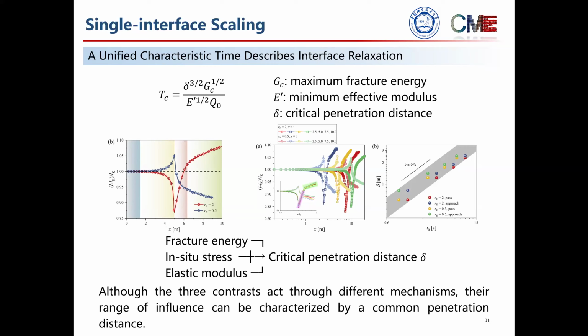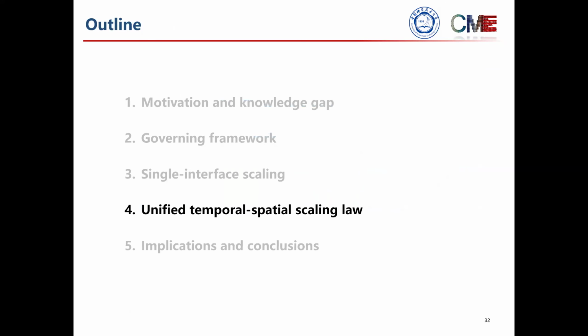From dimensional analysis, we can define a characteristic time like this, where G is taken as the maximum relevant fracture energy, and E as the minimum effective modulus. The purpose of this expression is not to claim that every contrast produces identical amplitudes. It says that their reaction range can be organized by a common penetration scale. This is a bridge from a single interface to multilayer propagation.